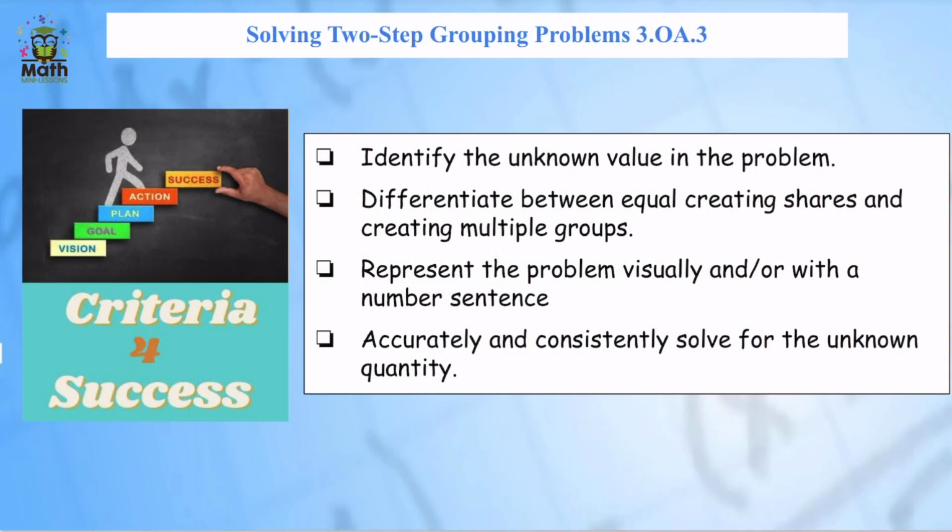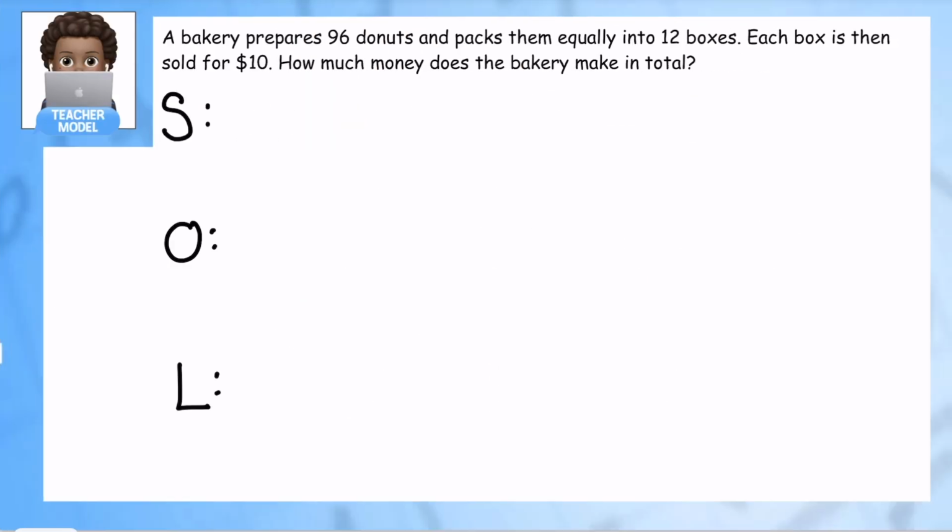In this lesson, we're going to continue looking at two-step word problems and solving two-step word problems with grouping. As I work through the problems, look to see how I demonstrate these four things: identifying the unknown, differentiating between sharing and creating multiples, how I represent it visually, and how I solve for that unknown quantity.